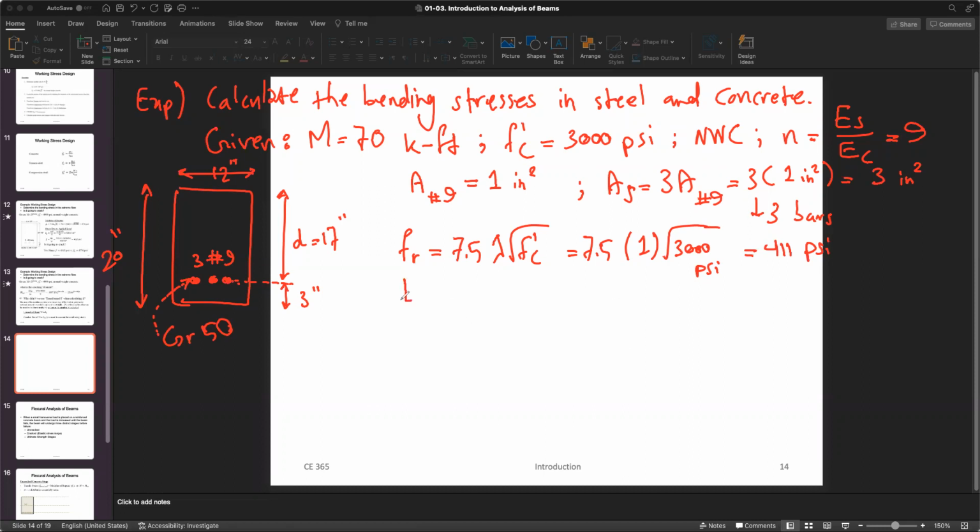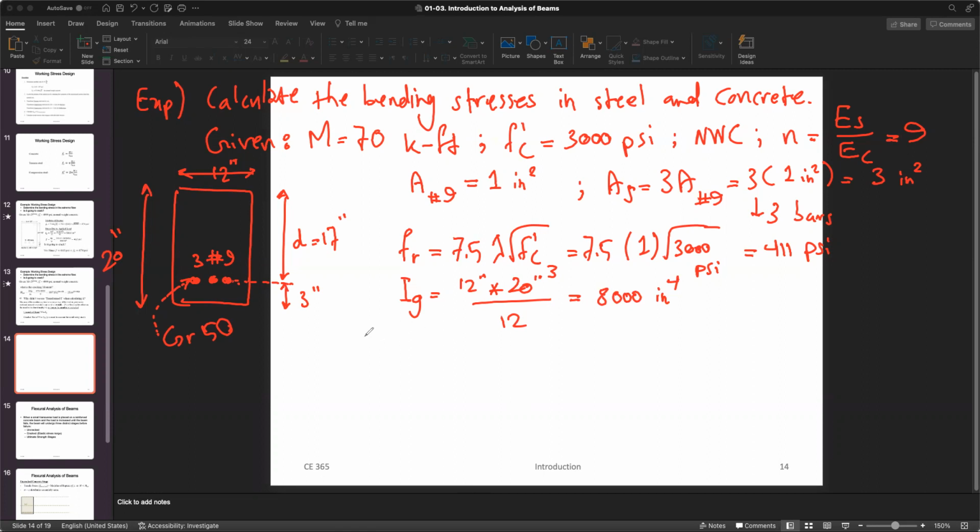All right. So let's also find the gross moment of inertia at this point, because we are assuming that it is not cracked yet. If it is not cracked, you can use the gross moment of inertia, 12 inches times the total height of 20 inches to the power of 3, over 12. So it would be equal to 8,000 inches to the fourth.